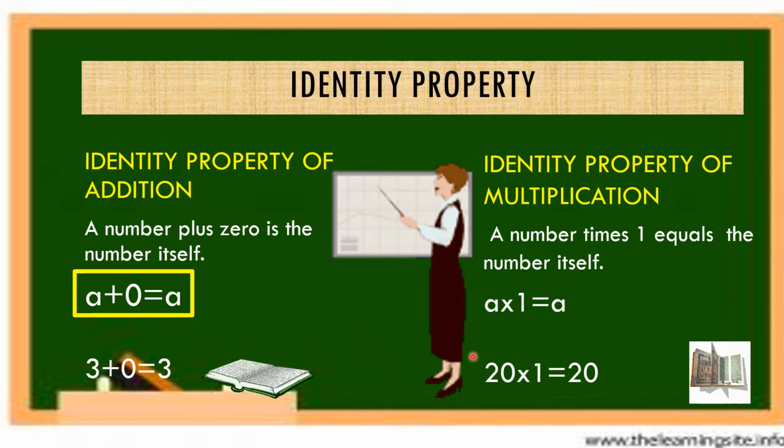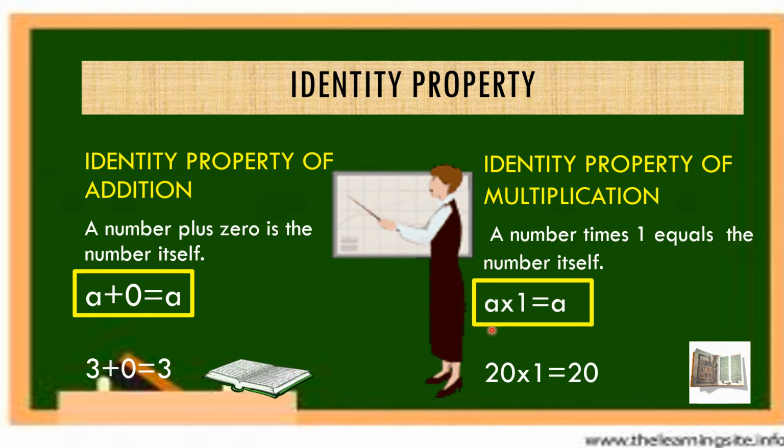Dito naman sa kabila, identity property of multiplication. A number times 1 equals the number itself. Ibig sabihin, A is the number to be multiplied by 1. Ang sagot ay number na i-multiply din natin. So, example, 20 times 1 is 20. 7 times 1 is 7. 40 times 1 is 40. 1 times 1 is 1.